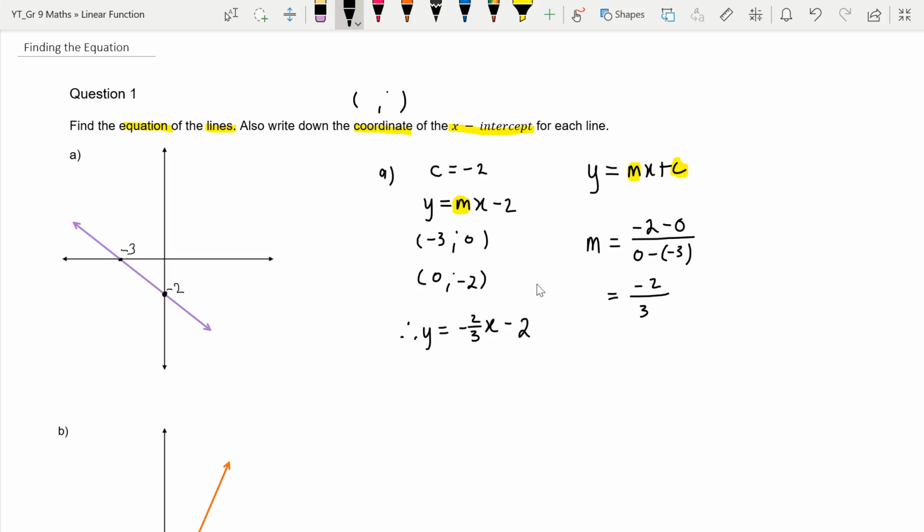We're not done because they also want us to write down the coordinate of the x-intercept, right? And what is the x-intercept? Where our graph cuts our x-axis. And we have that. The x-intercept is just equal to -3 and 0. Okay, so we answered everything. Let's do B.